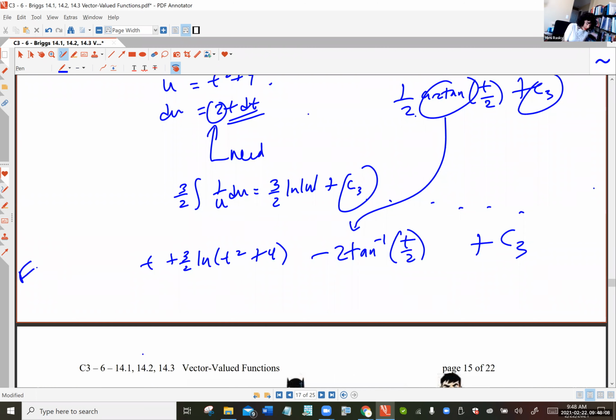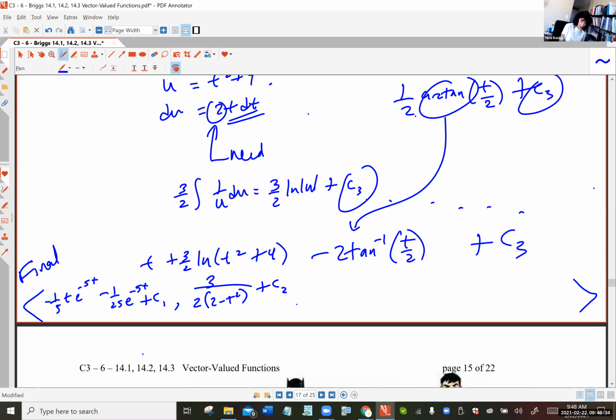Oh my goodness. Your final answer is going to be this ginormous vector valued function. So we got negative a fifth t e to the negative 5t minus 1/25 e to the negative 5t plus c1, comma. Second component was 3/2, the quantity 2 minus t squared plus constant of integration c2, comma.